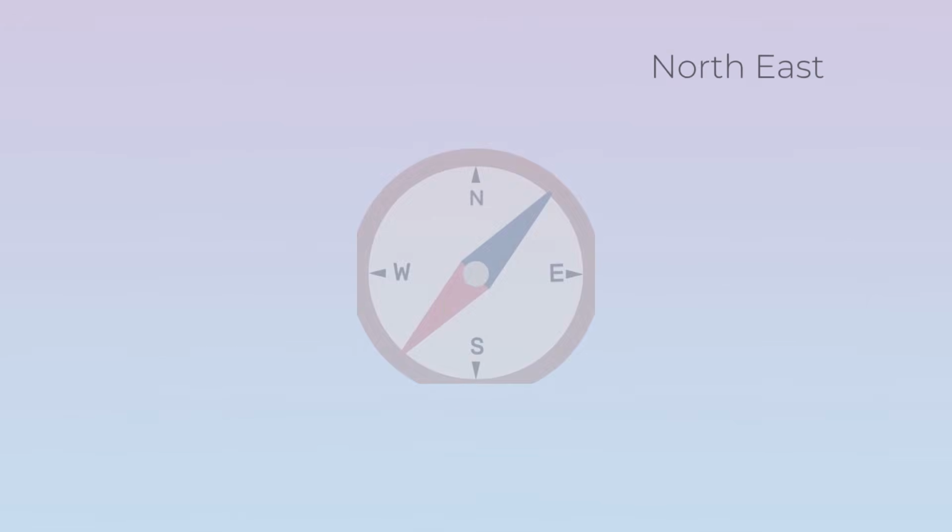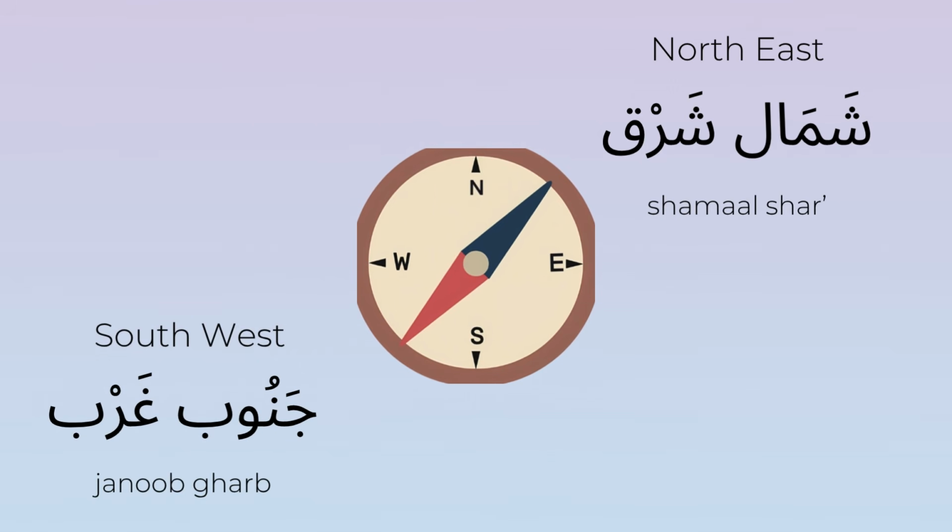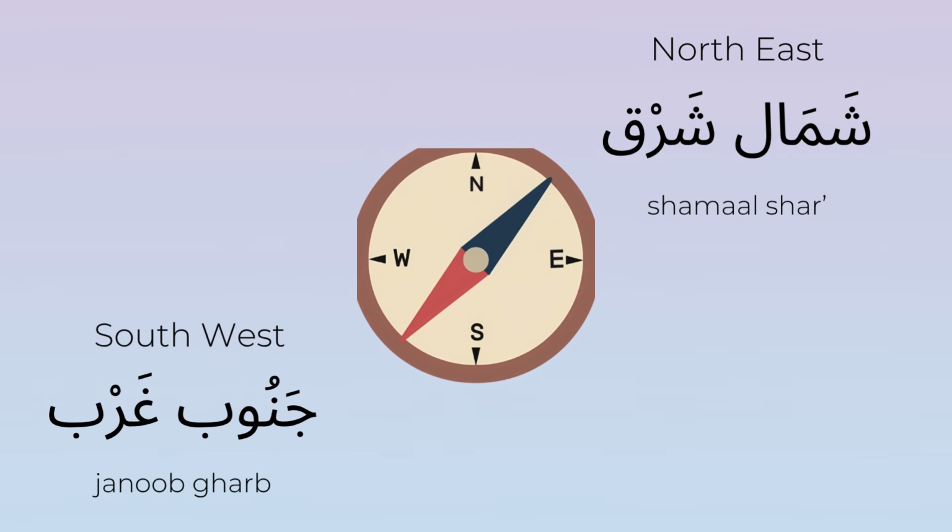Now you can also combine these directions to make things like northeast, southwest. So let's look at the example northeast, which is shamal, sharq. So first you put north or south and then you follow it by east or west. Let's look at the example of southwest. Janoob, gharb. Awesome. Now let's move on to some more vocab.